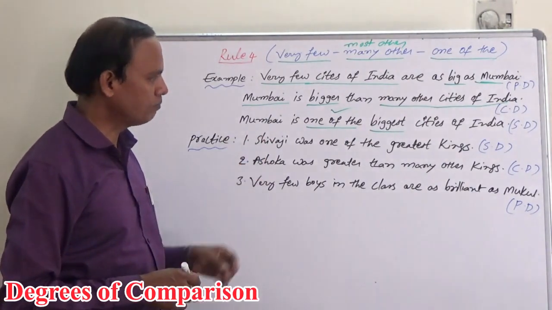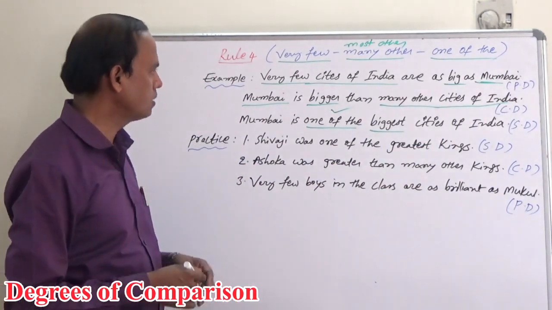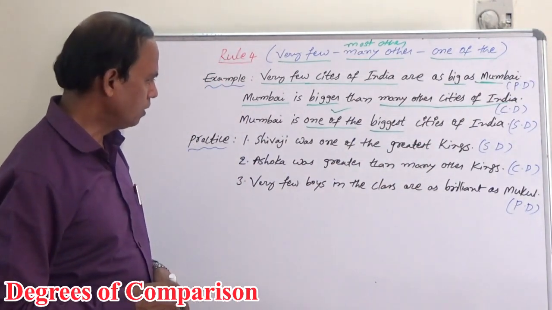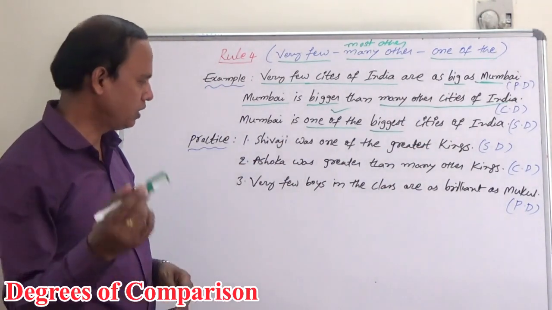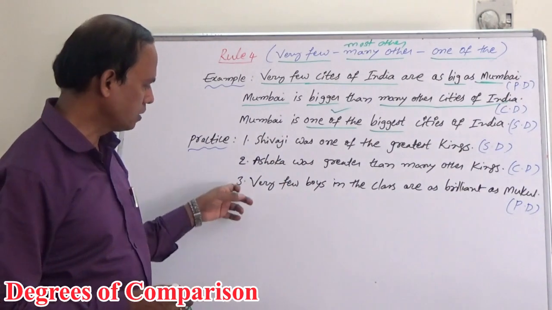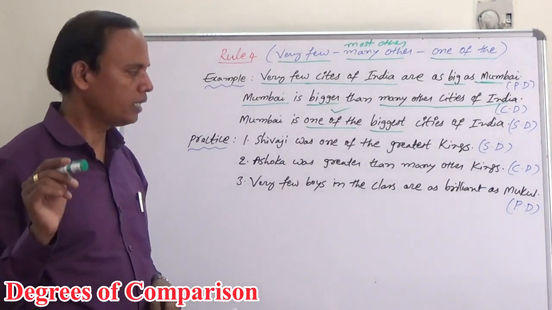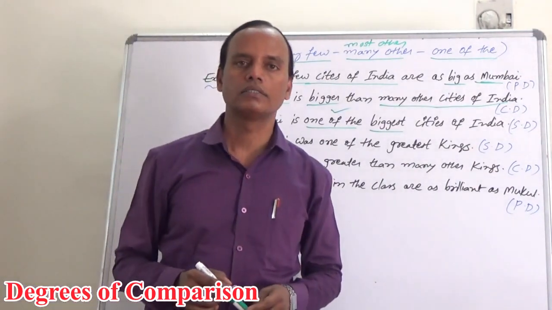The first example is given in superlative degree. You can change it to another degrees by following rule 4. Okay. And the second sentence is given in comparative degree. You can change it to another degrees. And also the third example is given in positive degree. You can change it to another degrees.